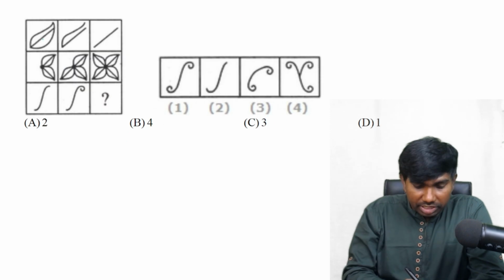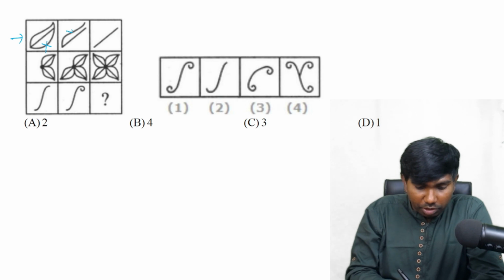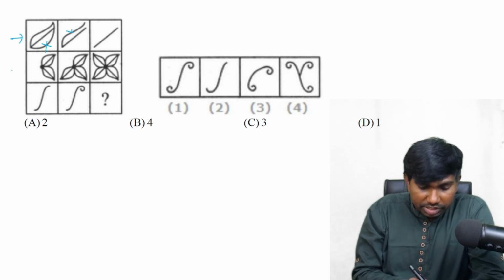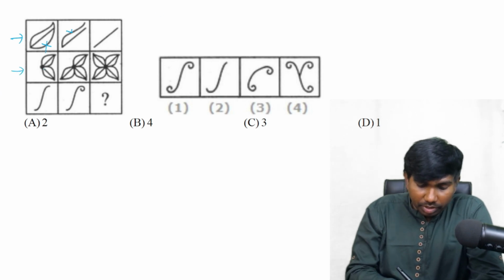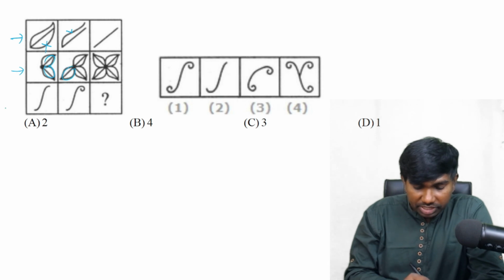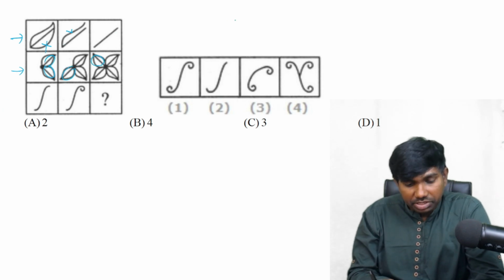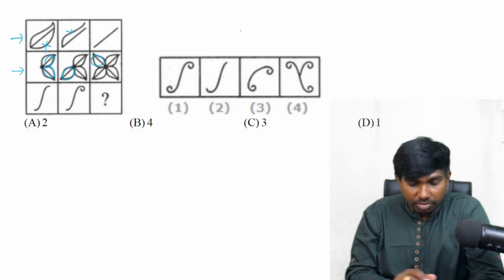Next question. There is a leaf shape and I'm taking it horizontally. The bottom part got removed and then the top part also got removed. Next, here the elements are being added. There are 2 leaves, one more leaf is added and one more leaf is added. So the number of elements is either successively increasing or successively decreasing.